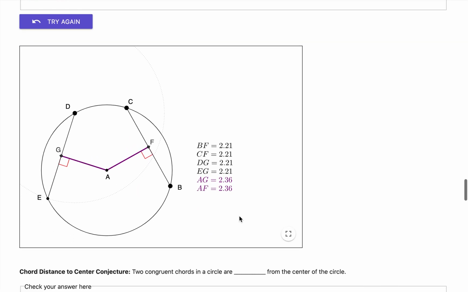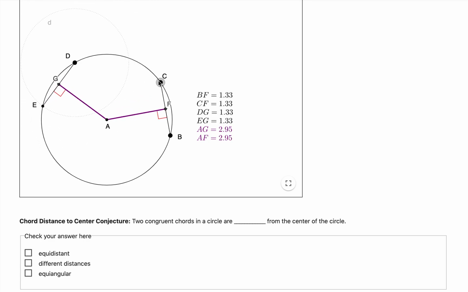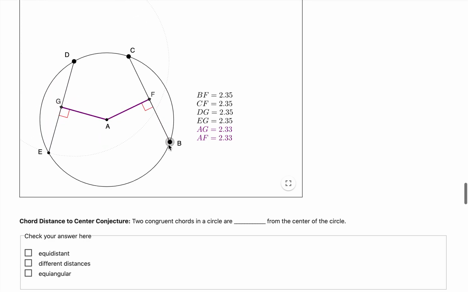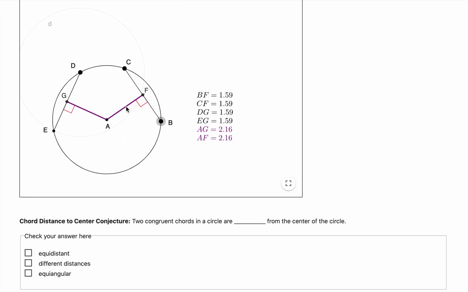One more exploration involving the same image here. So we still have that same image. We figured out that the chord is getting bisected, but now what I want us to look at is the actual perpendicular bisector itself. That perpendicular line going from the center to the chord is helping us calculate the shortest distance from the center to the chord. And we're also going to keep in mind that chord DE is congruent to chord CB. So let's try to fill in the chord distance to center conjecture.